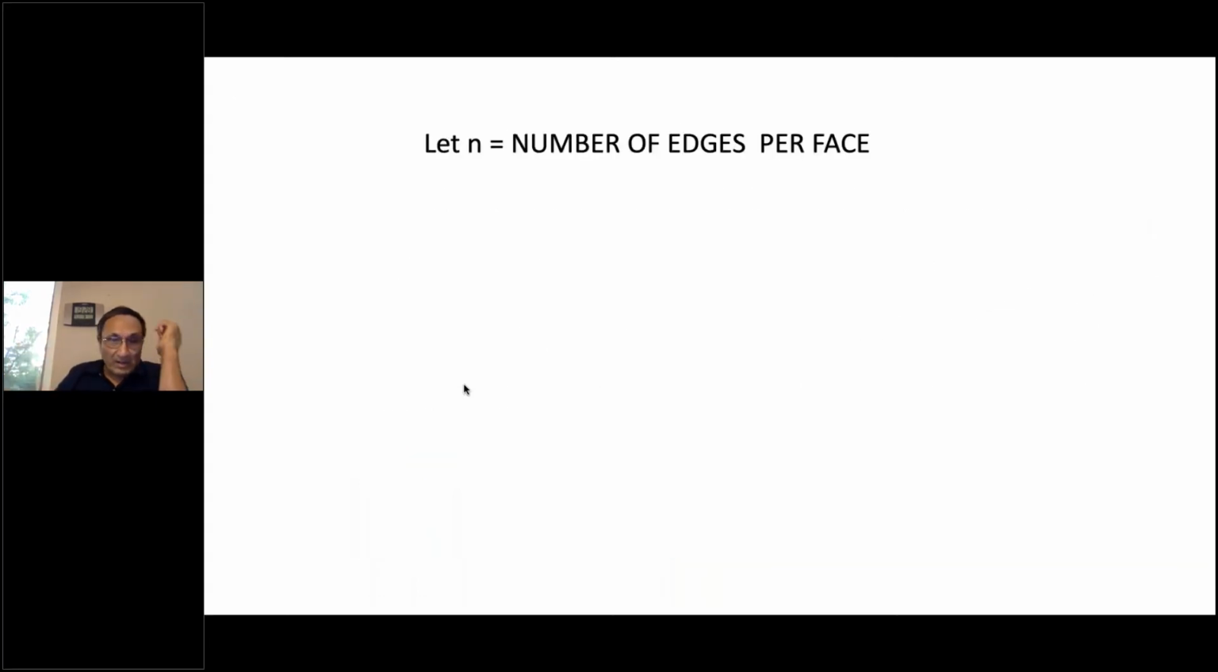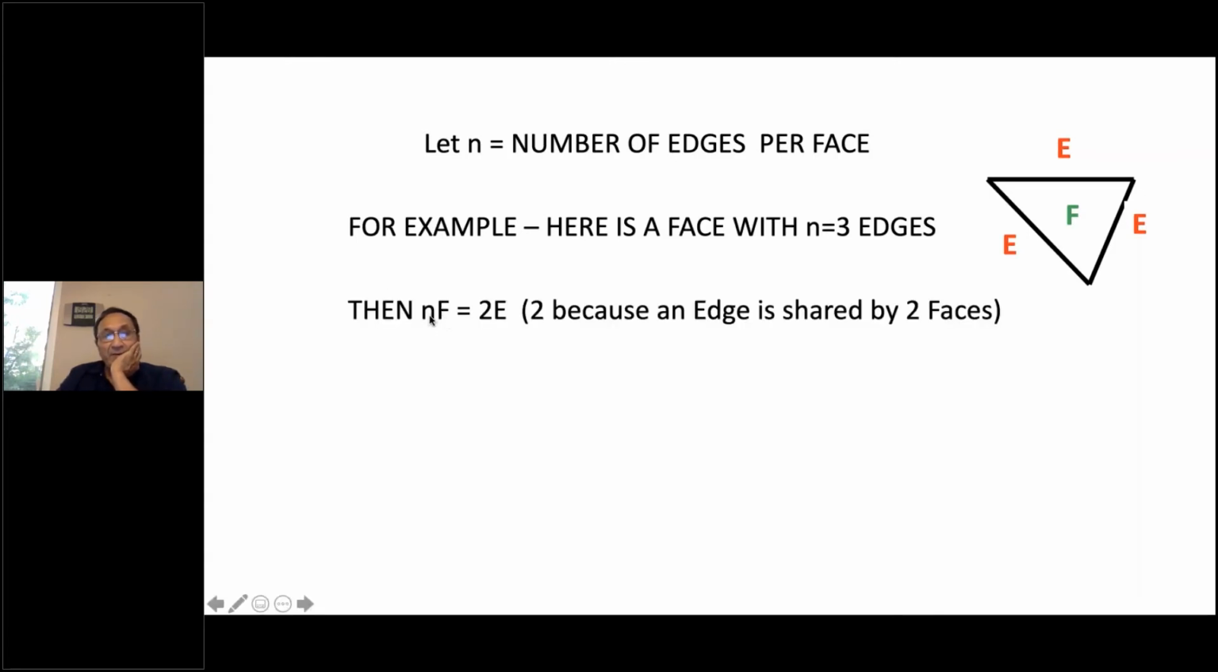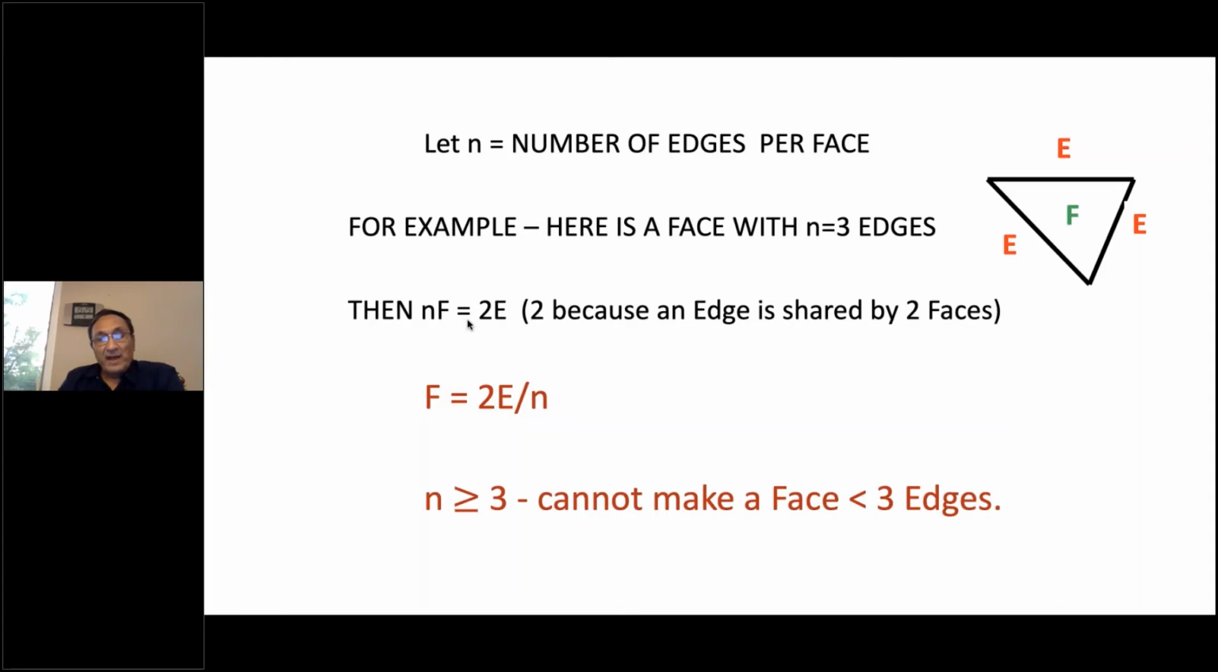Okay. So now let n be the number of edges per face. So here's a face with 3 edges. It's a triangle. Then if you multiply the number of faces by n, you get twice the number of edges, because each edge is shared by 2 faces. So multiplying the number of faces by n overcounts the edges by a factor of 2. You counted the edge twice for every face. So again, we can write f as 2e over n. And n again must be bigger than or equal to 3 because you can't make a face with less than 3 edges.